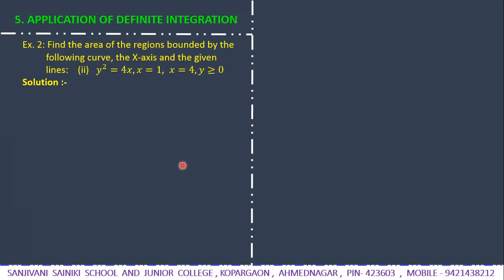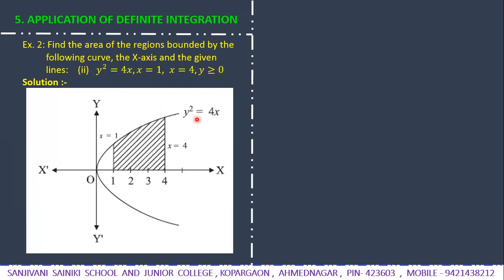Now the next example is y square is equal to 4x. It is a standard parabola which opens towards the positive direction of the x-axis, and the lines given are x is equal to 1 and x is equal to 4. Also it is given that y is positive. If it were not given that y is positive, then we would have to find this much area as well, so we would have to include this also. But it is already given that y is positive, so we just have to think of the area lying in the first quadrant only.